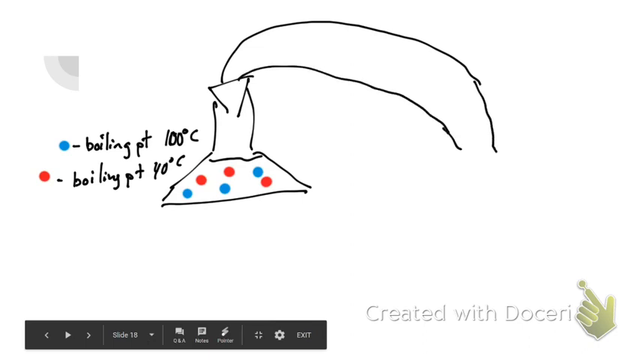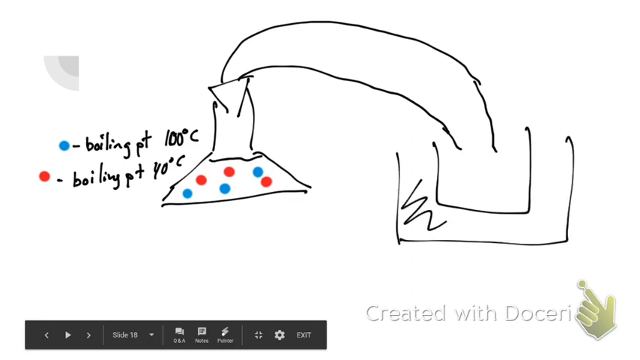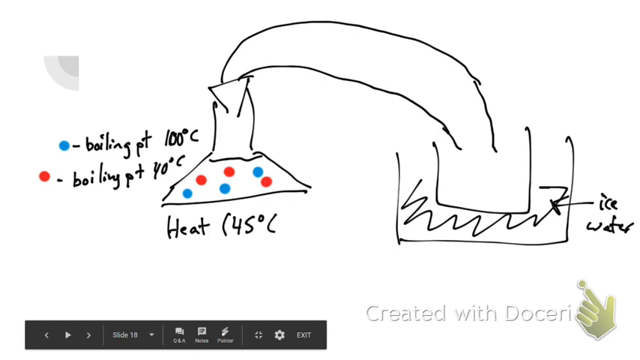A distillation has an apparatus that's hooked up to a second container of some sort, and usually there's some ice water here to keep it cold. What happens is you heat up the liquid substance, so you add heat, and you pick a temperature between the boiling points of both of those liquids. So let's say we heat up to 45 degrees Celsius.